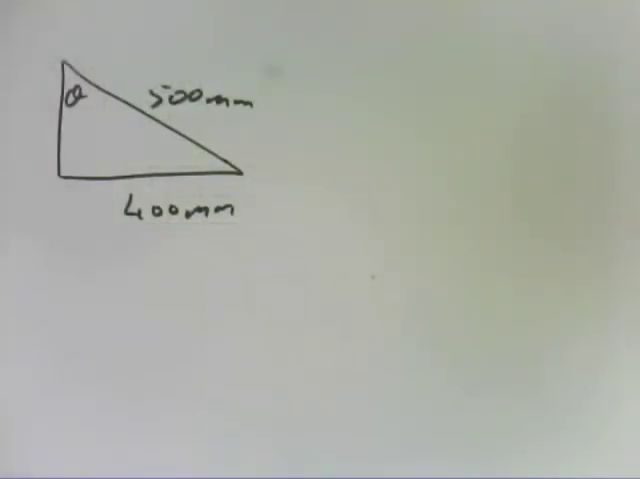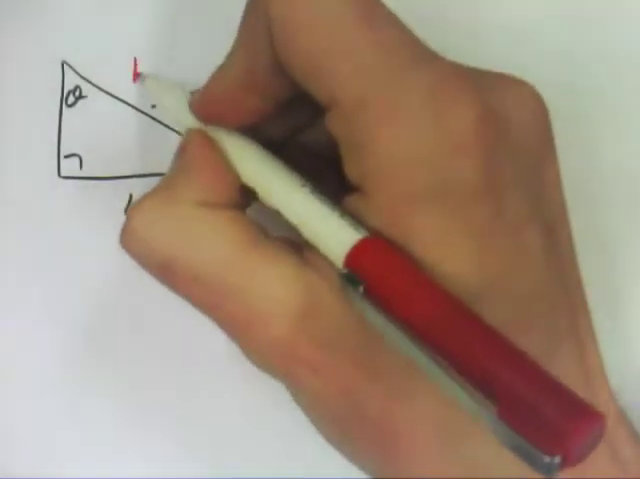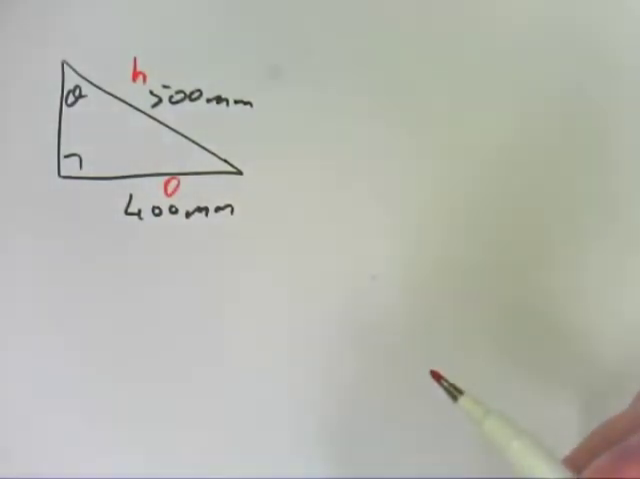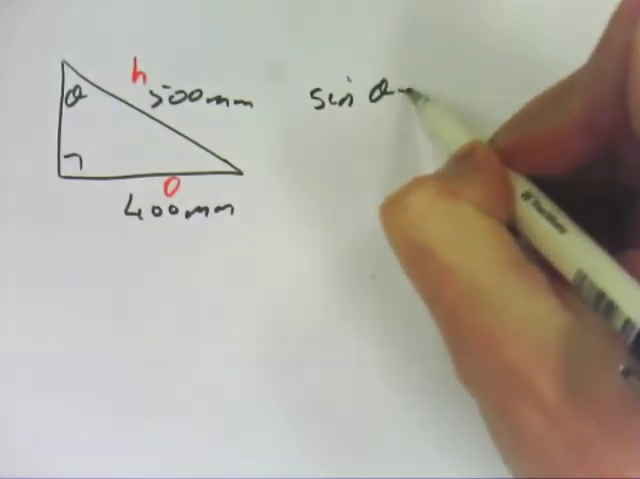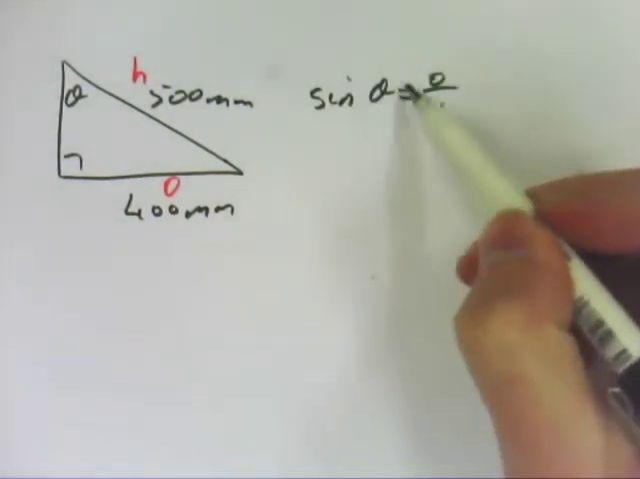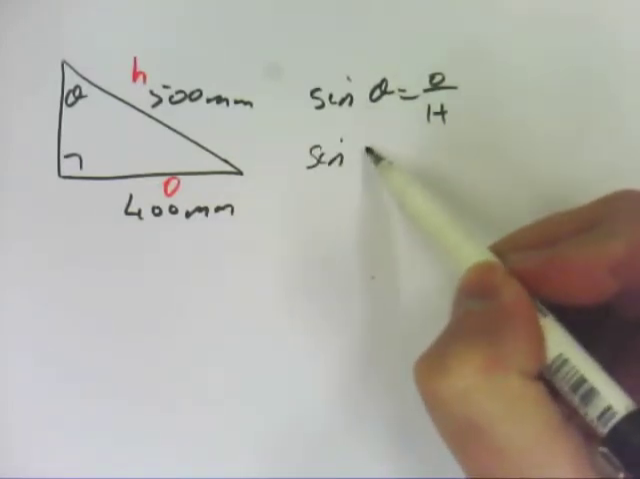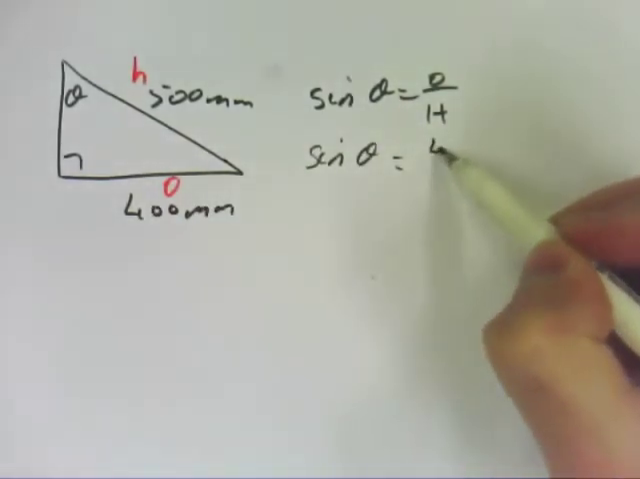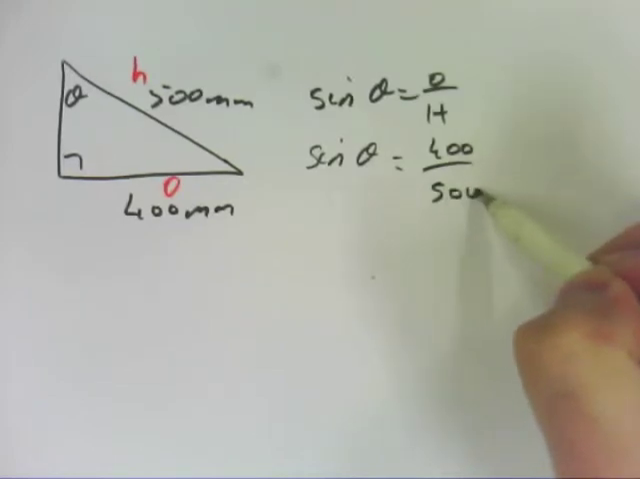So that last question was all about finding a side. What if you need to find an angle? Oh, I forgot to put my right angle in again. This is the hypotenuse and this is the opposite. Okay, so we're calling on sine again. So sine theta equals O over H. Okay, we're trying to find theta, so we're just going to have to leave theta as it is, equals the opposite, which is 400 divided by 500.